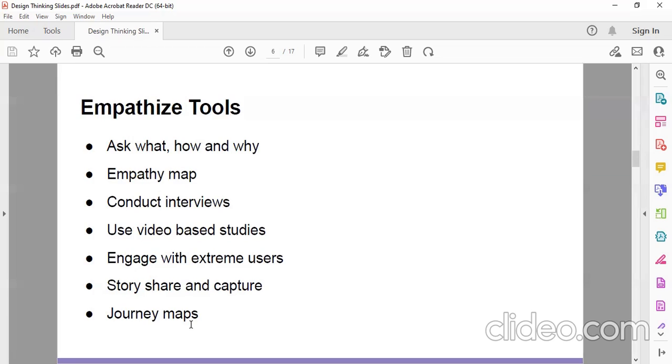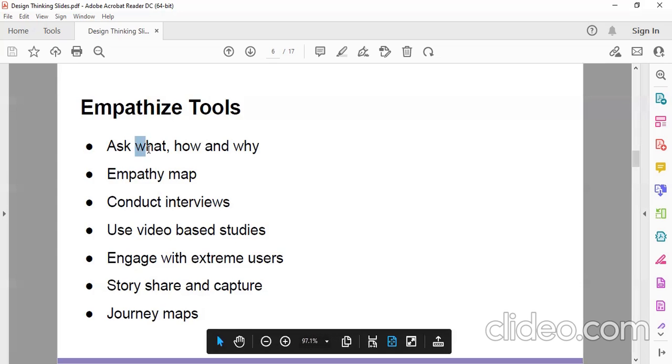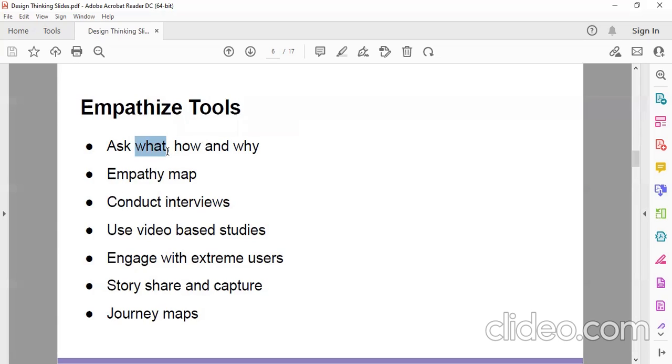Okay. So in the what part, you have to write what you observe the user is doing. What are the things you observe from the user without any assumptions, right? You don't make any assumptions here. You just observe them and write down those things. And then you have this how.